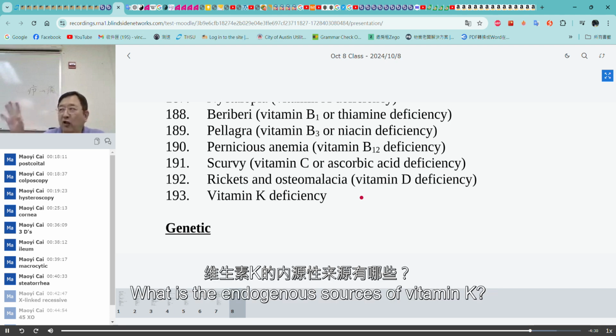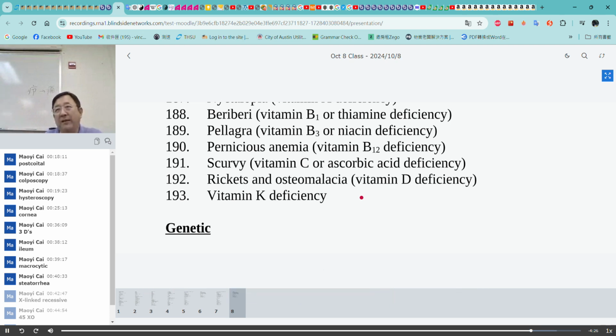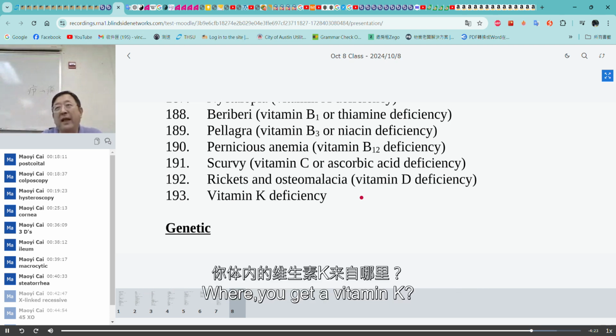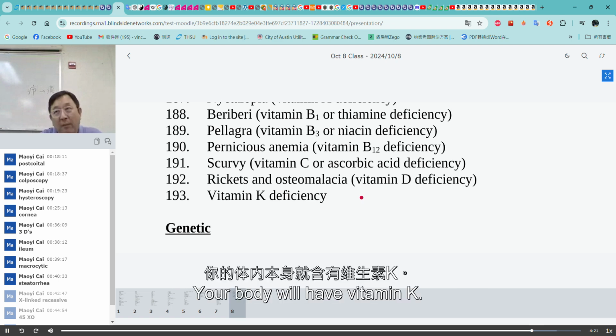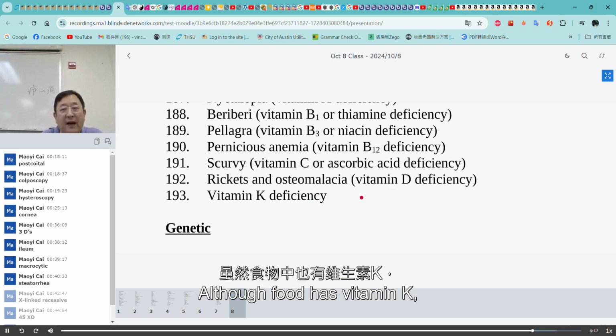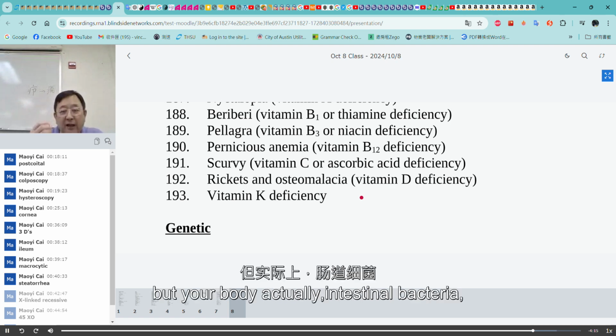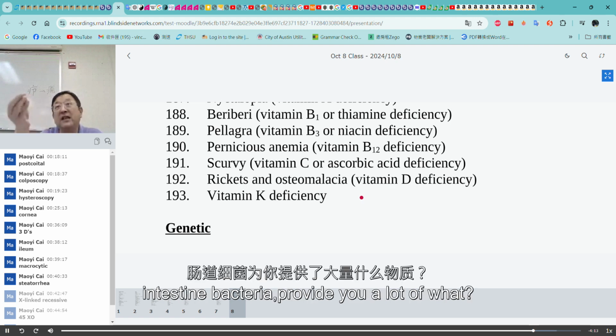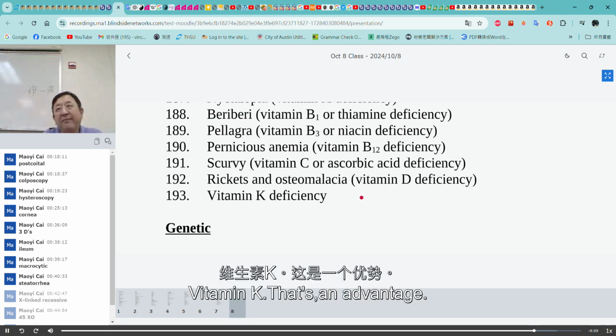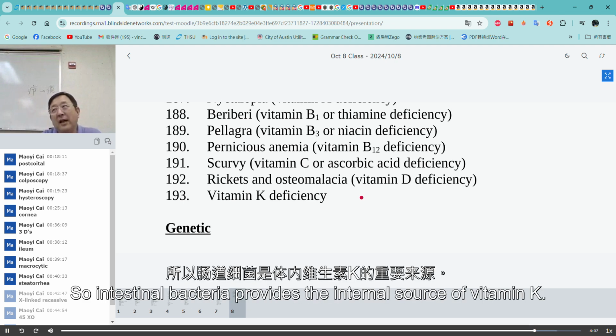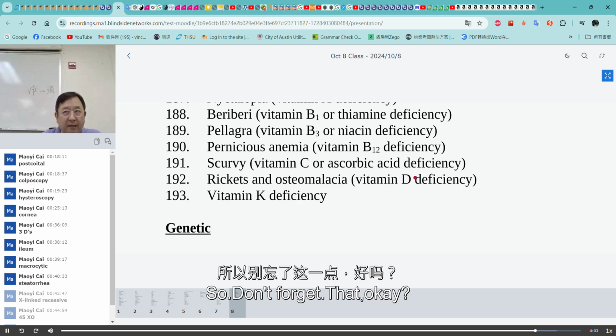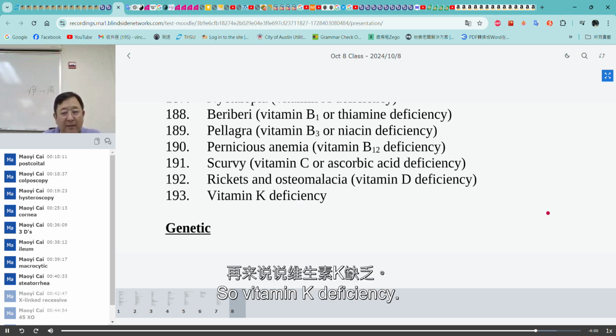What are the endogenous sources of vitamin K? Like inside your body, where do you get vitamin K? From your body, actually. Although food has vitamin K, your body actually, intestinal bacteria, provide you a lot of vitamin K. That's the advantage. So intestinal bacteria provide the internal source of vitamin K. So don't forget that, okay? So vitamin K deficiency.